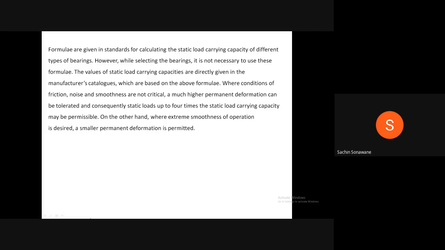Now, formulae are given in standards for calculating the static load carrying capacity of different types of bearing. However, while selecting the bearings, it is not necessary to use these formulae. The values of static load carrying capacities are directly given in the manufacturer's catalog, which are based on the above formulae. Where conditions of friction, noise, and smoothness are not critical, a much higher permanent deformation can be tolerated, and consequently, static loads up to 4 times the static load carrying capacity may be permissible. On the other hand, where extreme smoothness of operation is desired, a smaller permanent deformation is permitted.